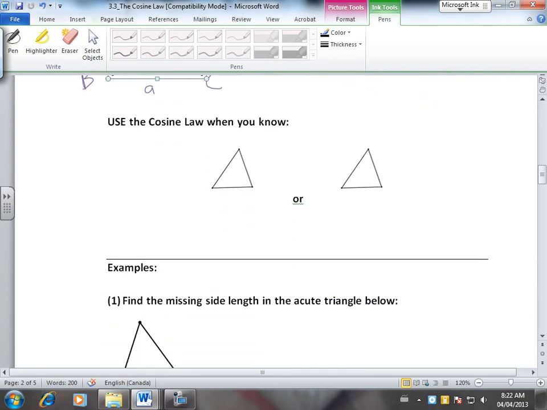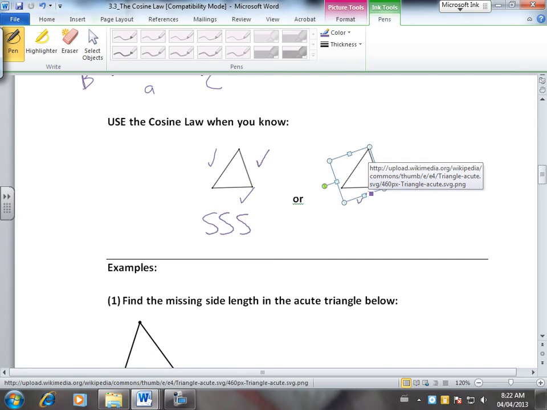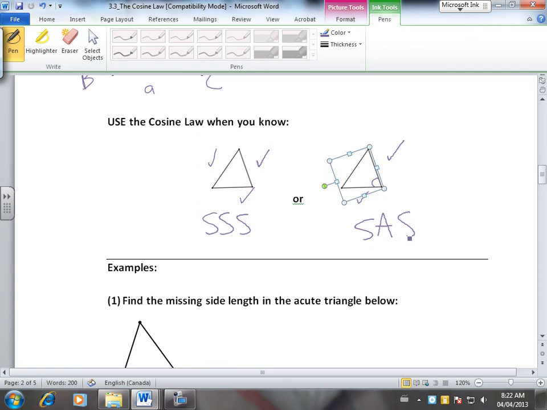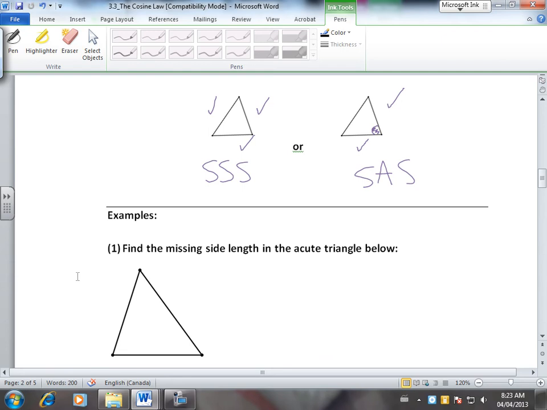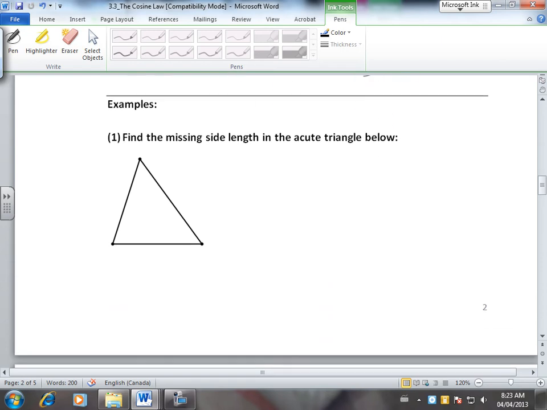So we use the cosine law when you have what we call side, side, side, so when you have all three sides and you're looking for an angle, or when you have side, angle, side. So there's the angle we know. When you have side, angle, side, or side, side, side, in this case it's important that the angle is in between the two sides.